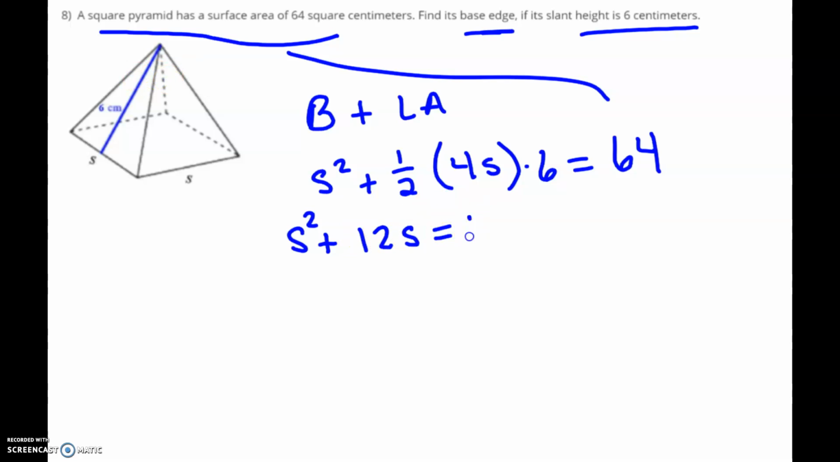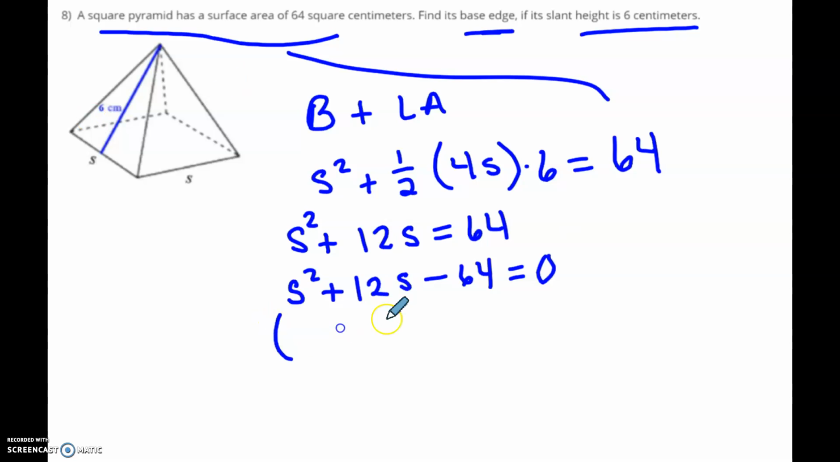And if you notice, this is a quadratic, so how do we solve quadratics? Let's set it equal to 0 and see if we could factor it. So I'm going to bring my 64 over. Remember, that turns to negative 64. And set that equal to 0. So it looks like we're going to have a factorable quadratic here.